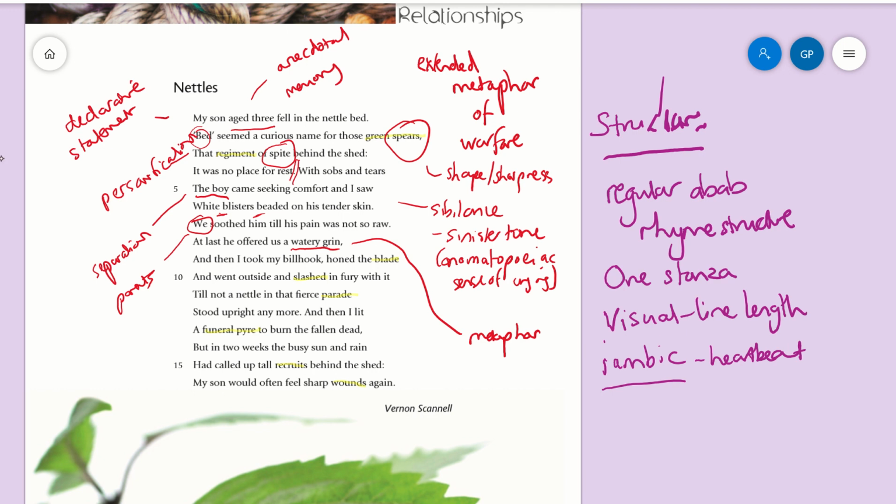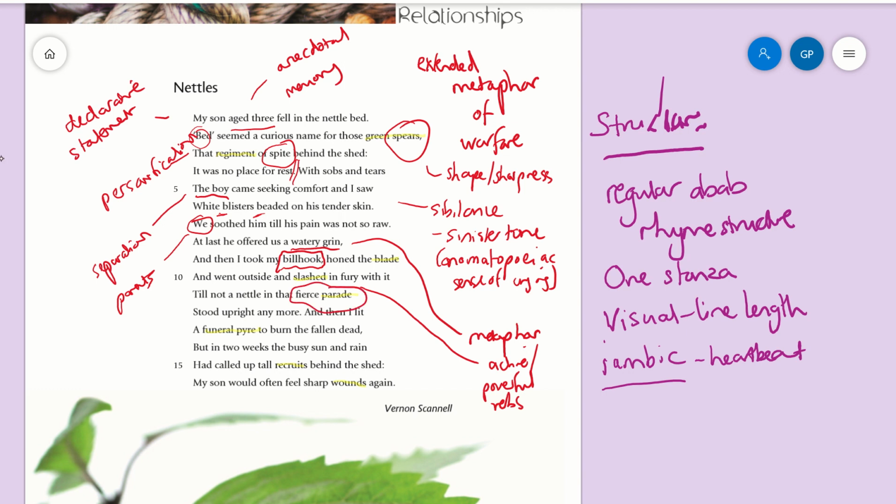"And then I took my billhook." Now, a billhook is just a garden implement, almost like a scythe, "honed" meaning sharpened, "and went outside and slashed in fury with it." You've got very active, powerful verbs here. "Slashed in fury", showing the emotions of the father being so angry with the nettles that they dare to harm his son. "Till not a nettle in that fierce parade stood upright anymore." It had been fierce, but he has cut them all down.